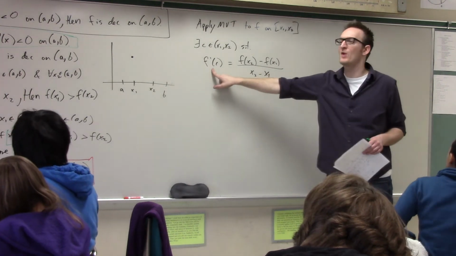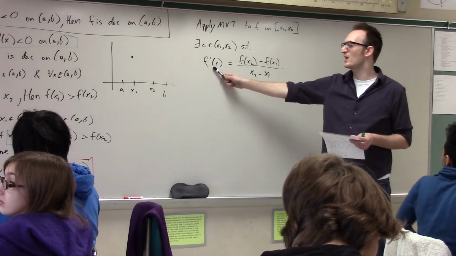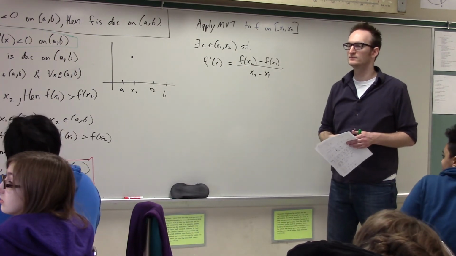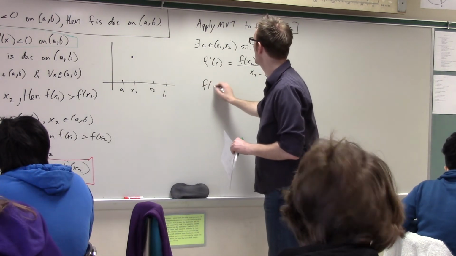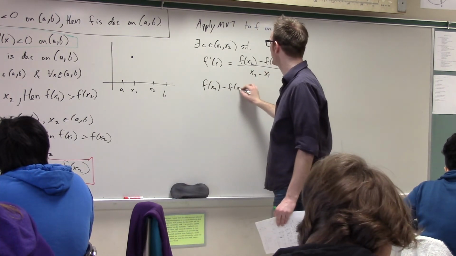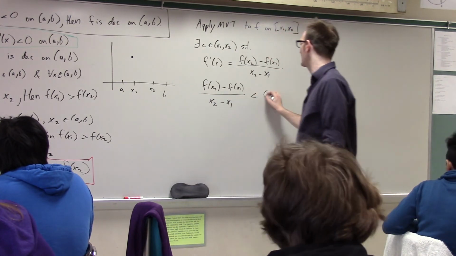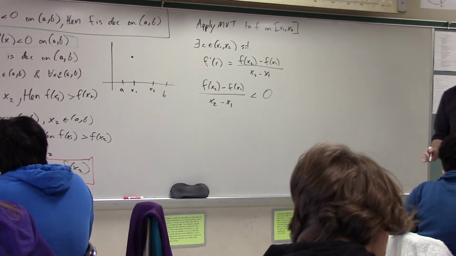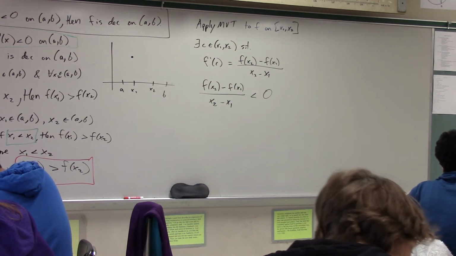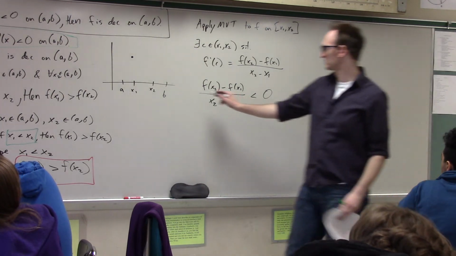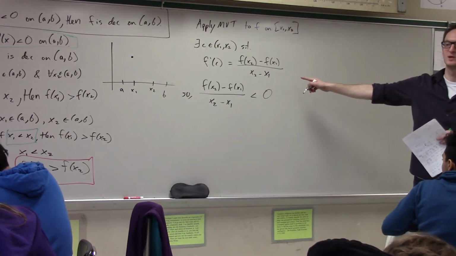And what do I know about f prime of c? Candia. What do I know about f prime of c? That it's negative. Since that's negative, that tells me that f of x2 minus f of x1 over x2 minus x1 is negative. And now, basically you're just one step away. Are you guys following this? Yeah. This is like a little bit boring, I guess. So what does it tell me?